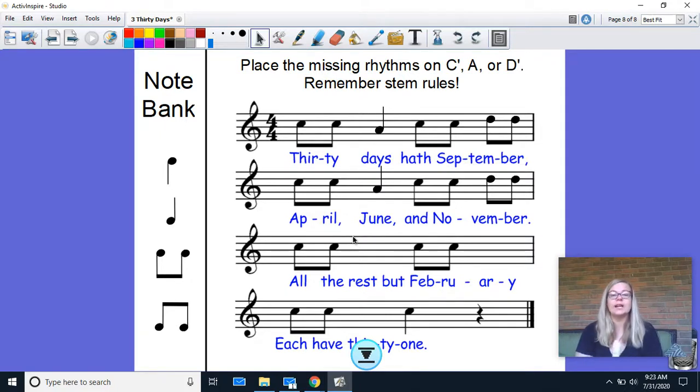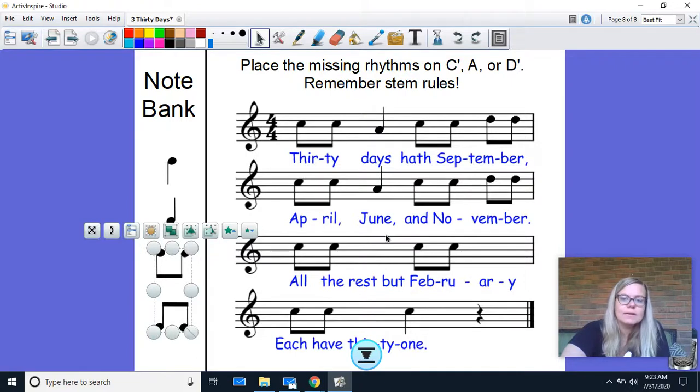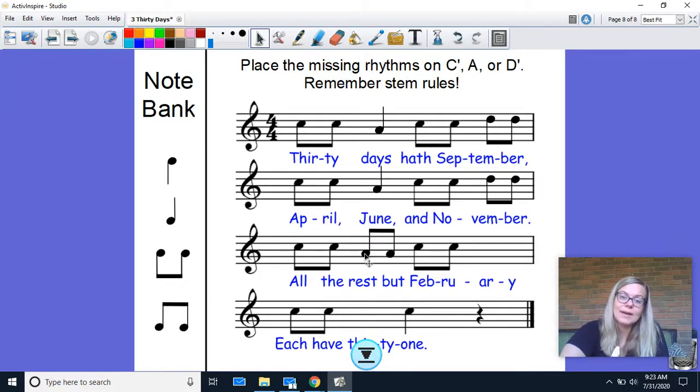Now let's look at the third line. All the rest but February. So we need rest but. That's two sounds, so we need two eighth notes. Let's just keep the same pattern, just because I think that will be the easiest way. All the rest but. Let's try that. If it will work. All the rest but February. Here we go. Go ahead and play that. Ready, go.